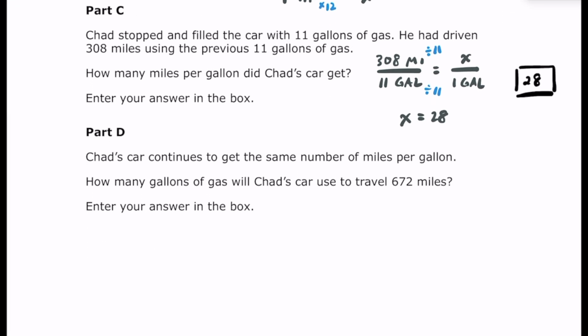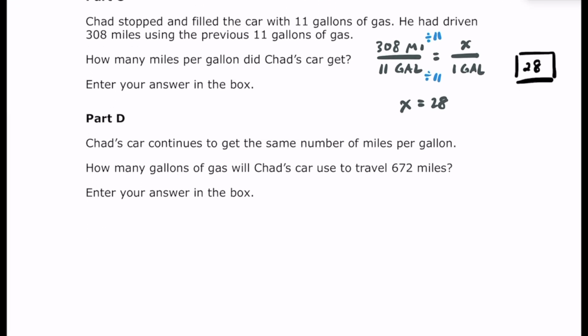All right, for this last part here, Chad continues to get the same number of miles per gallon. How many gallons of gas will Chad's car use to go 672 miles? Well, let's see here. We know that he's going to be able to travel 28 miles with 1 gallon of gas, right? That's for one of them. But how far is he trying to travel? Well, looks like he's trying to travel 672 miles, and we're going to see how much gas that's going to take.